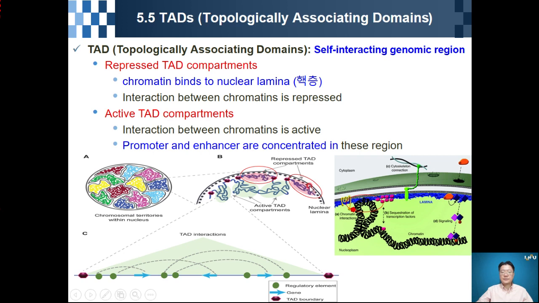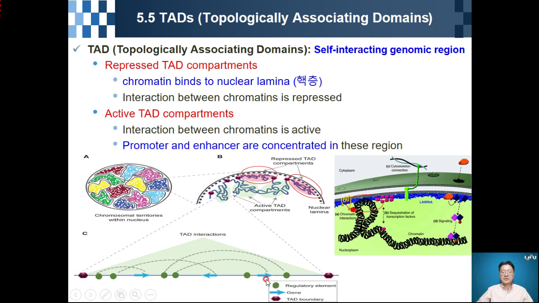So in this compartment, interaction between chromatin is repressed. That's why we call it a repressed TAD compartment. How about the active TAD compartment? This region, we call it the active TAD compartment. In this compartment, interaction between chromatin is very active. Usually the promoter or the enhancer are concentrated in this region.